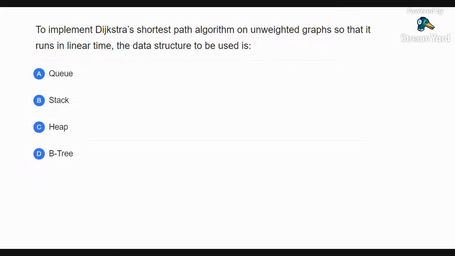See the third one, to implement Dijkstra shortest path algorithm on an unweighted graph so that it runs in linear time. See, in Dijkstra, if you use the Q data structure, then it might be possible that you can run this on an unweighted graph in linear time. So the correct option here is Q, option A. The Q data structure is based on the first in first out principle.